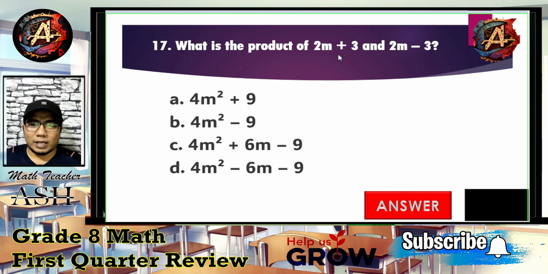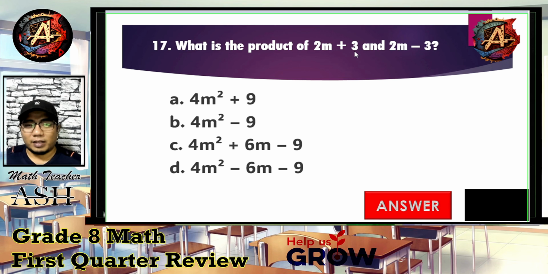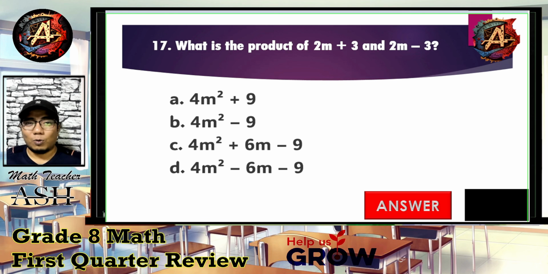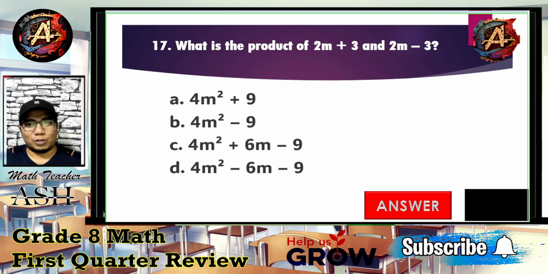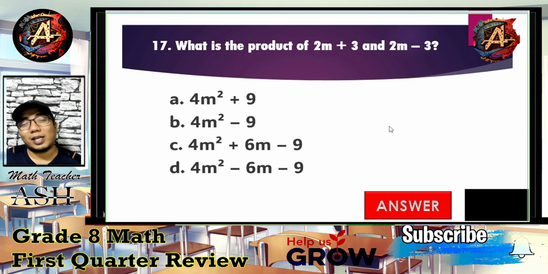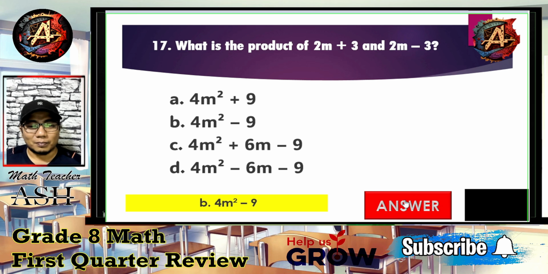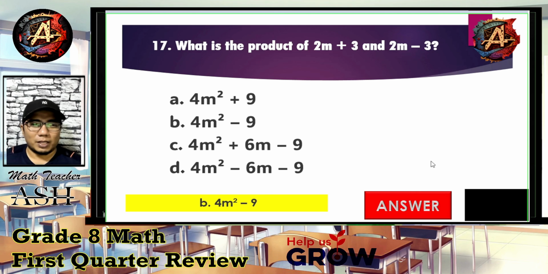So, as we can see here, 2m, if we square that one, that would be 4m squared. 3, if we square that one, that would be 9. Alright, so that would be 4m squared and 9. And lastly, we follow the sign minus. Okay, so the correct answer for this question is letter B. Let's check whether we are correct. Alright, I hope you got that one, my dear math learners.